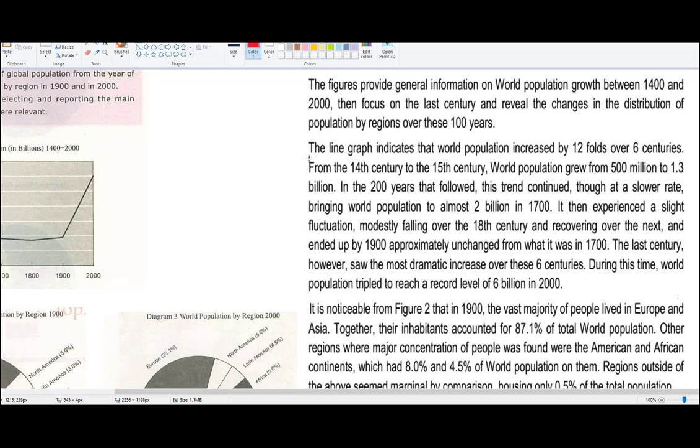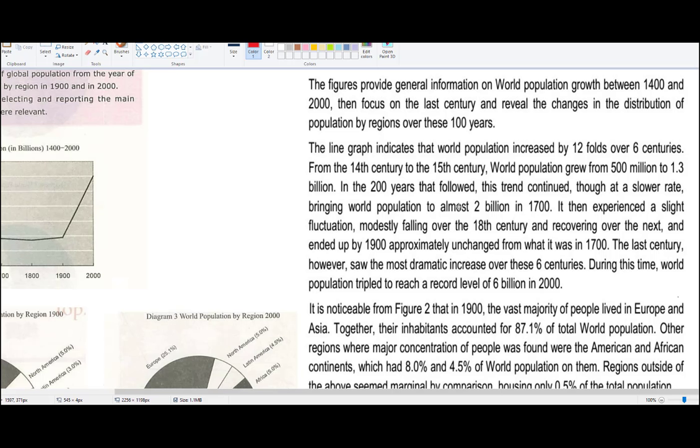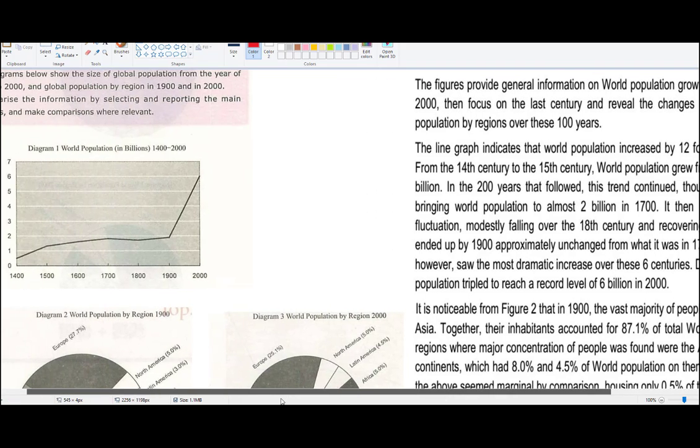Okay, the line graph indicates that the world population increased by 12-fold over 6 centuries. Oh, this is so detailed. This is why they wrote 284 words. Okay, so every aspect of this chart is included. I mean, even this "modestly falling over the 18th century." So here, modestly falling. I mean, even this is included. That's not necessary. I would say there are three trends.